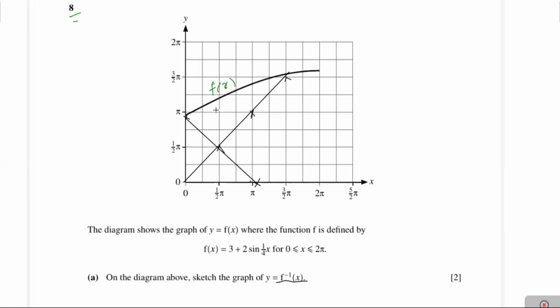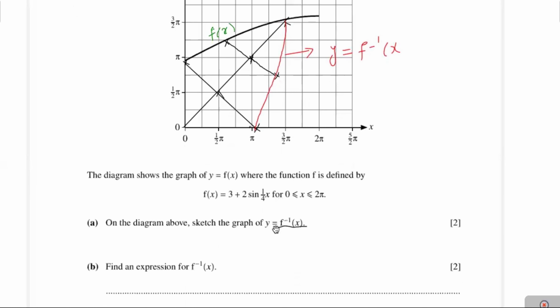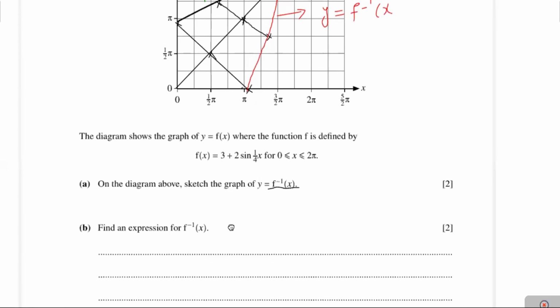We take other points. Now you see here, we take the distance from the line to that curve, and we take the same distance on the opposite side from this line to this position. This is the second point, and we join these points and draw the curve, and this curve shows the graph y equal to f inverse of x. And next is to find the expression for f inverse of x.